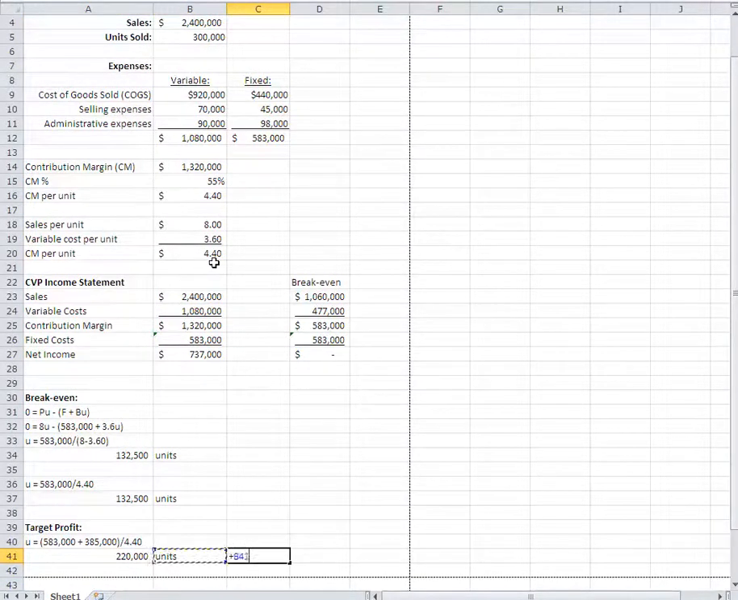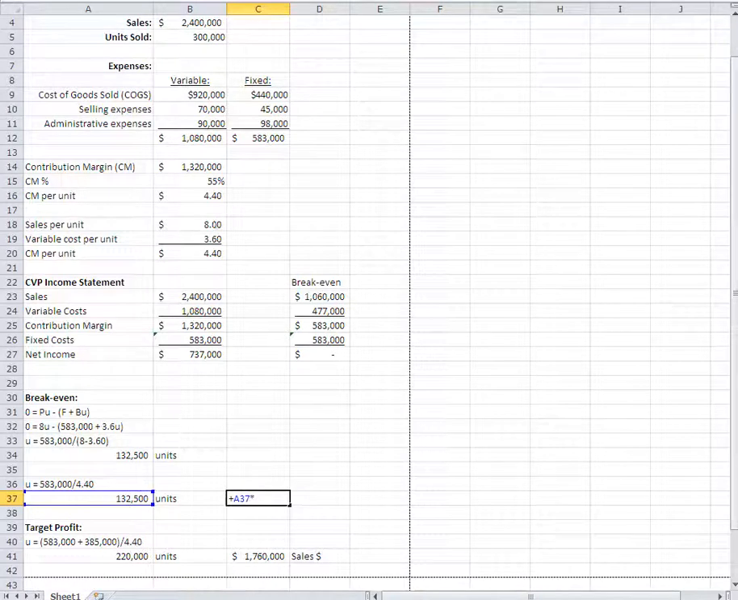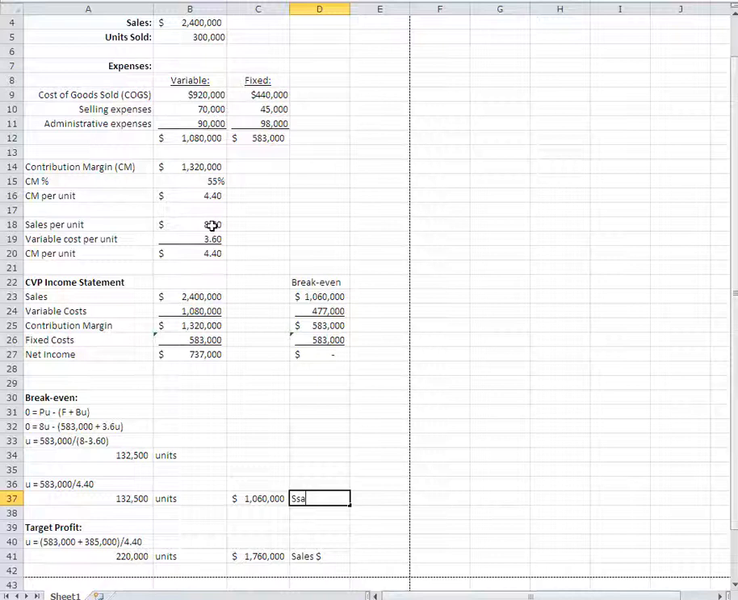So how much in sales is that? 220 times $8 is $1,760,000 in sales. So if I sell $1,760,000 in sales, or 220,000 units, I will generate $385,000 of profit. Remember, above we calculated our break-even, $1,060,000. So if I sell only $1,060,000 in sales, or 132,500 units, I won't make any profit.